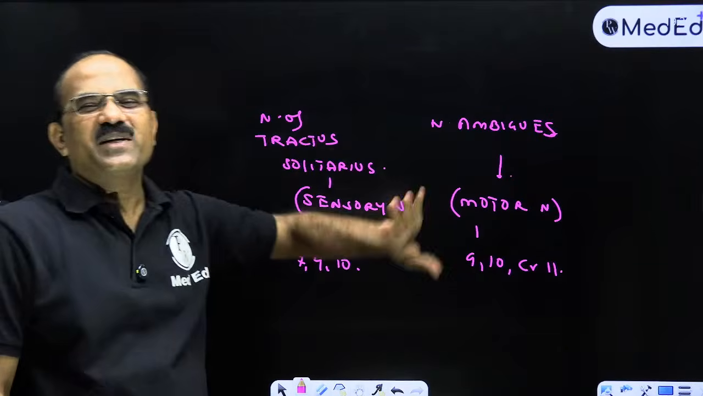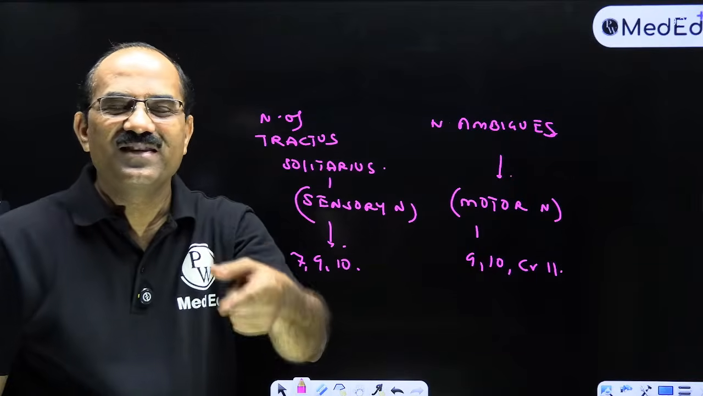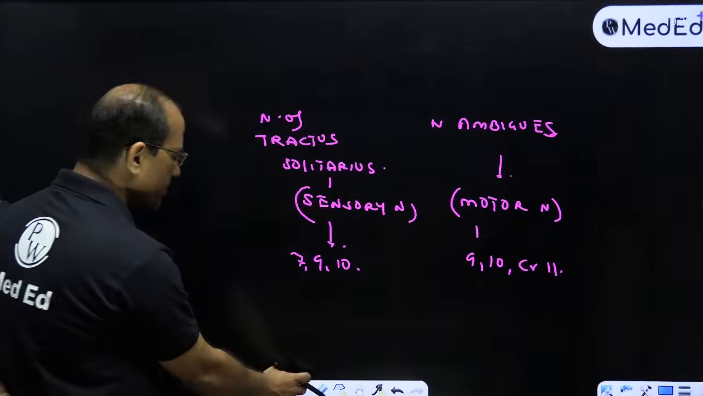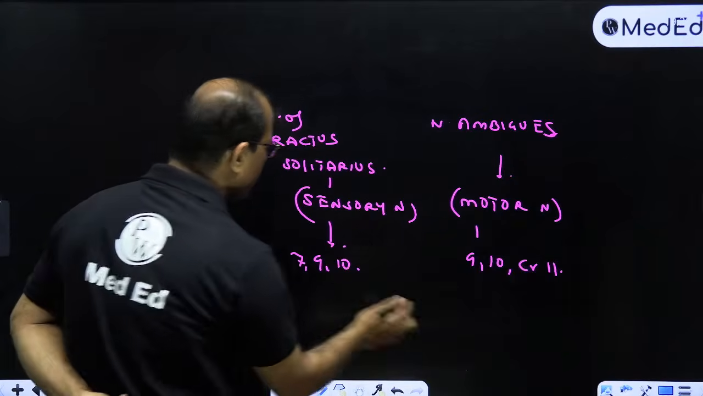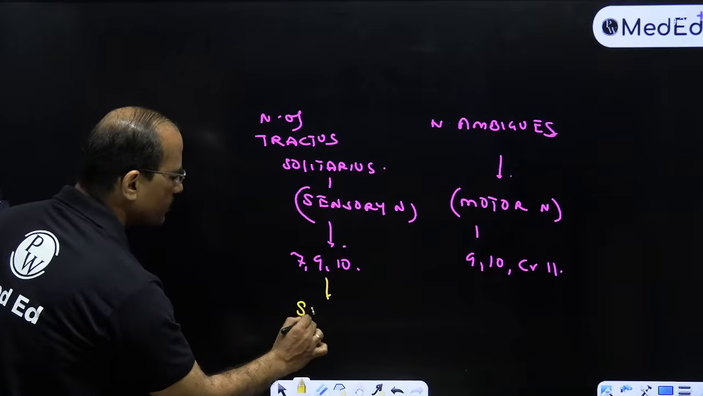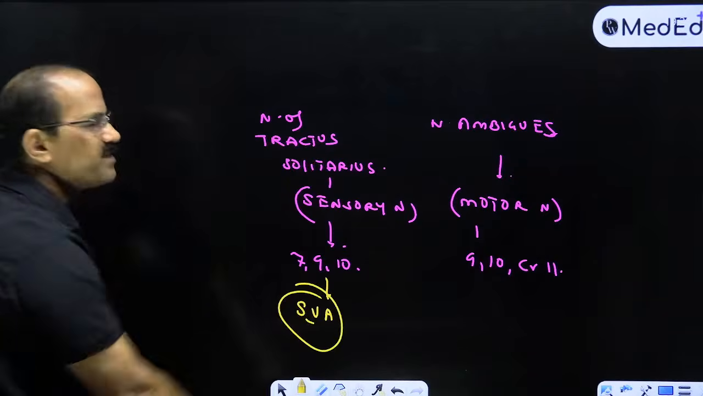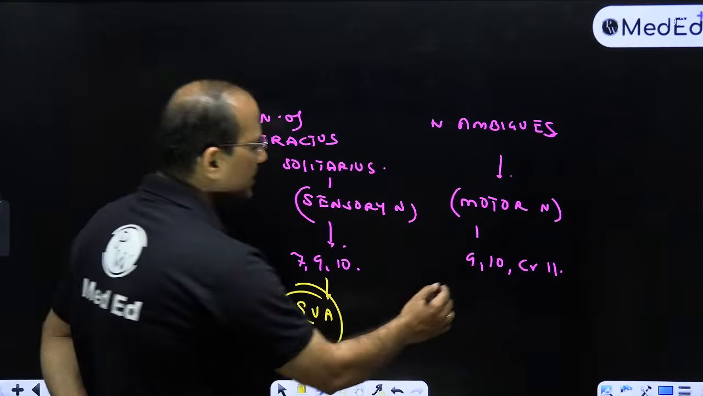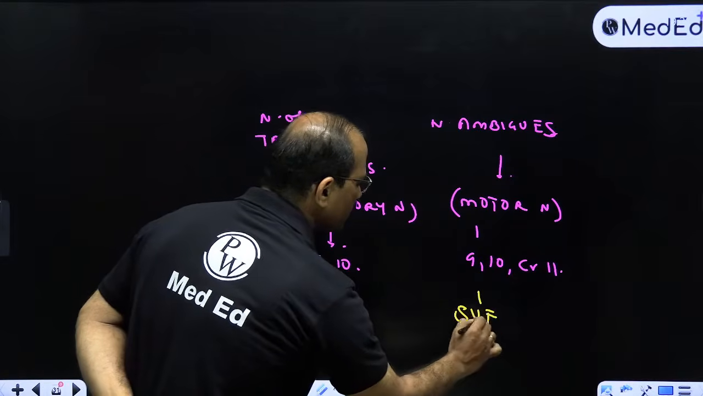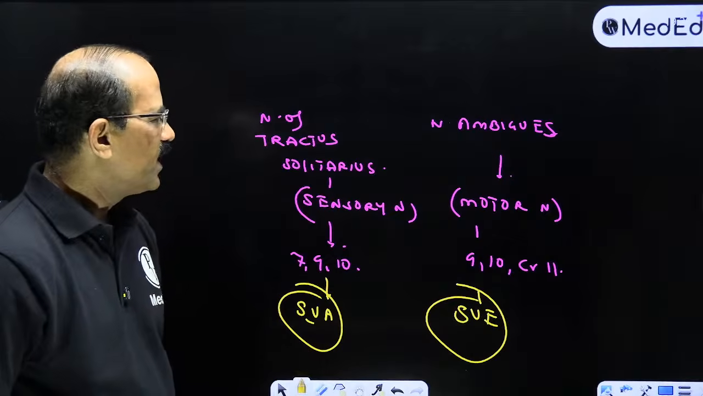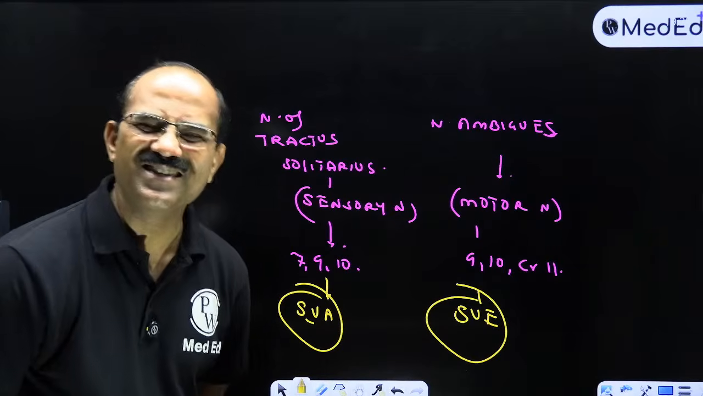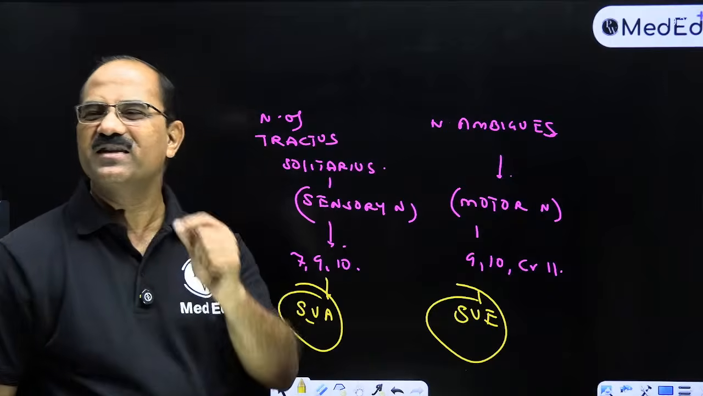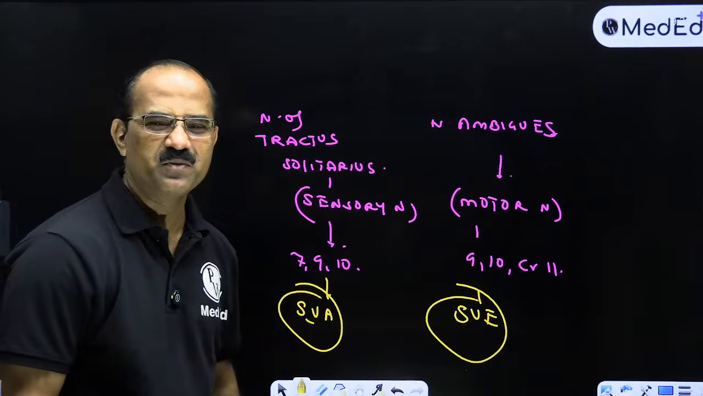So nucleus of tractus solitarius, that's a sensory nucleus. Which functional component does it represent? Special visceral afferent component. And what does the other represent? Special visceral efferent component. It supplies the muscles of the pharyngeal arches. That is the special visceral efferent component. Remember this, children.